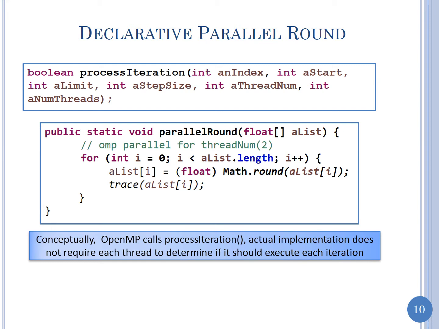So conceptually, OpenMP calls process iterations, but you really don't want every thread to go in and have this if statement. So just think that there's a process iteration. Really, you can have a thread pool, you can have lots of other things going on underneath, but conceptually, it's divided among all of these things.